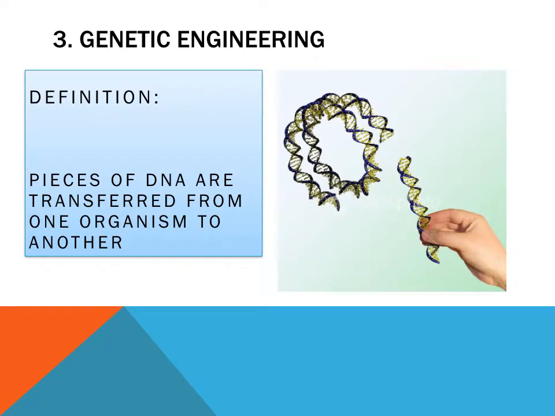The third section is genetic engineering. What is genetic engineering? Well, it's when you take pieces of DNA from one animal and you put it into the DNA of another animal. Or you take the pieces of DNA from one plant and you put it into another plant. Okay? Joining this DNA will now change the characteristics of that animal or plant that you're putting it into.